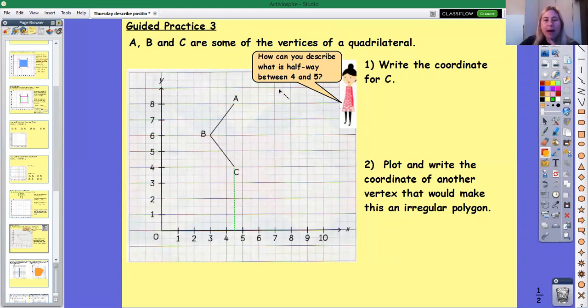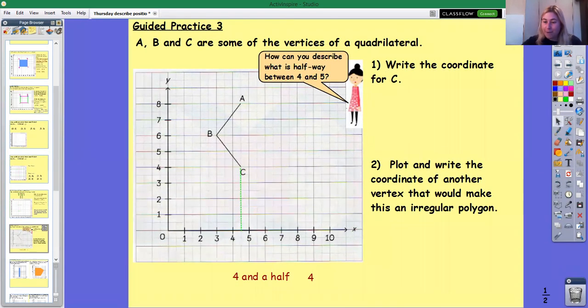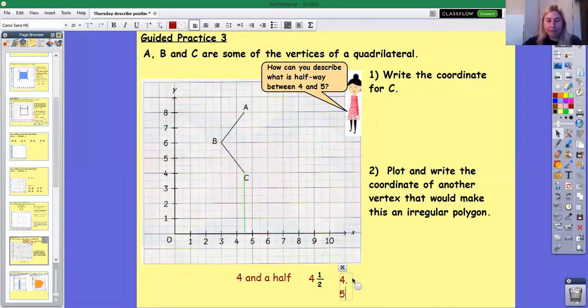So I'd need to think about what this person is saying. How could I describe what is halfway between 4 and 5? We'd need to think about the scale in between each one, like when we were doing our line graphs. So hopefully you can remember that we could say 4.5, if we've got exactly halfway between 4 and 5. I could write 4, and then I could actually write the fraction half next to it, like that. And another way to show half would be 4.5.